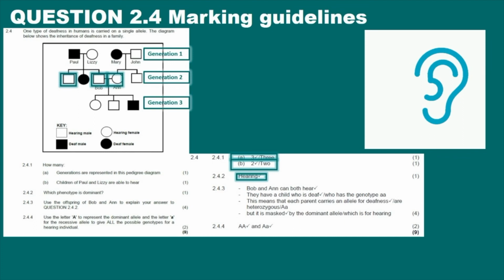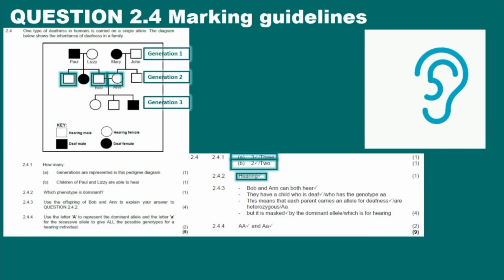So when you are heterozygous and you are a normal hearing individual, it means that you have the dominant gene that masks the recessive gene. And in this case, the hearing gene masked the recessive gene that was deafness.